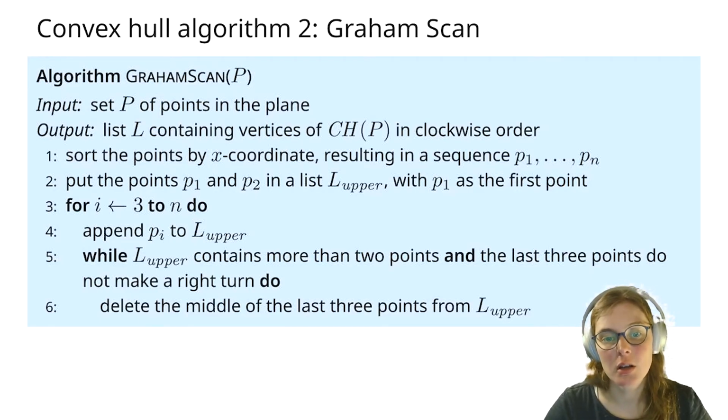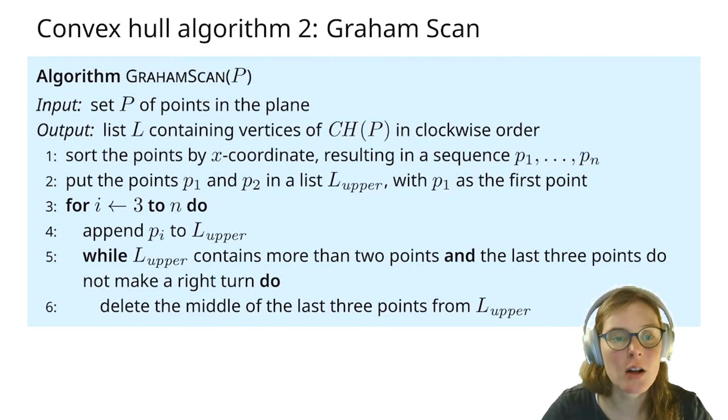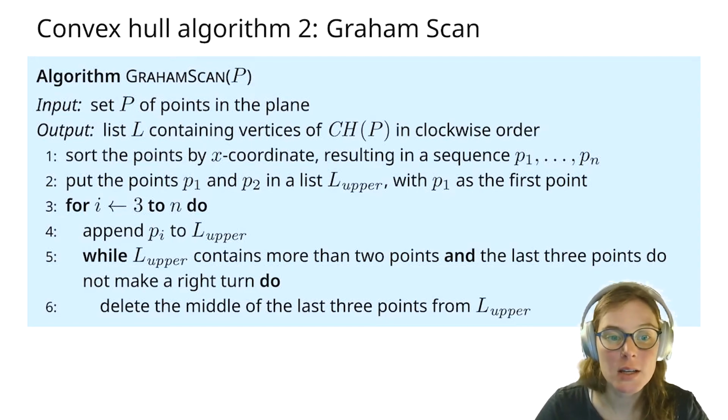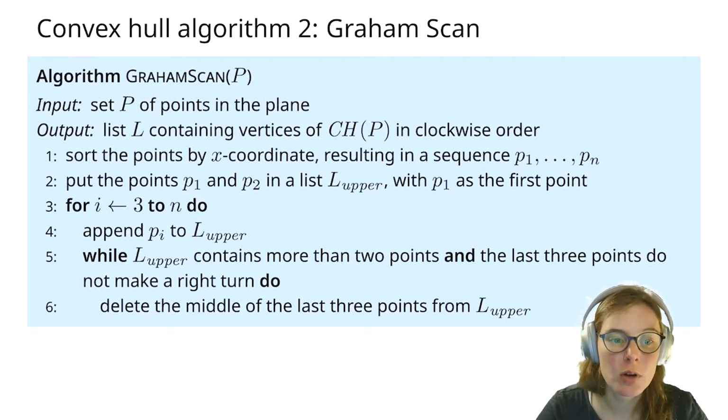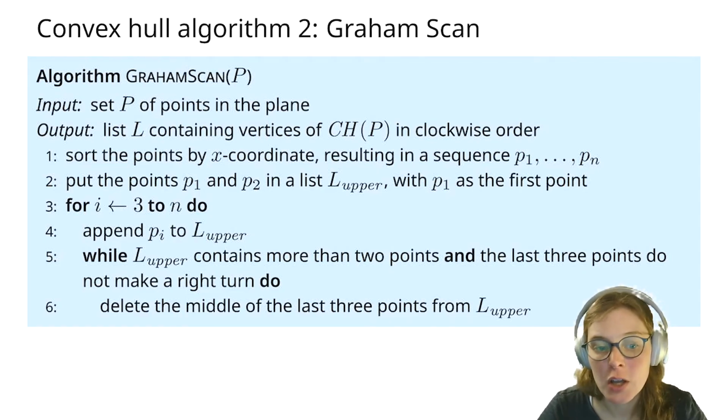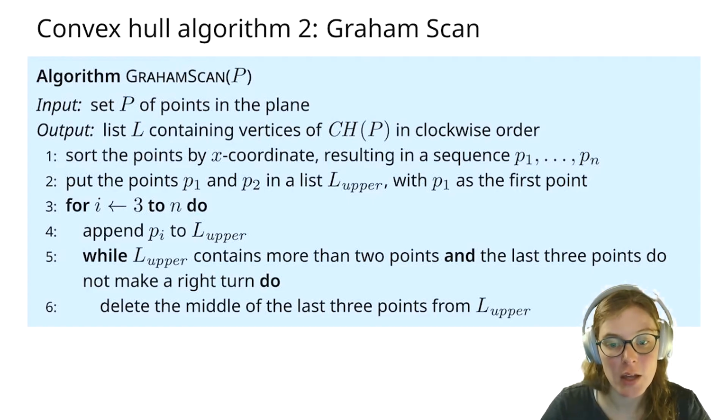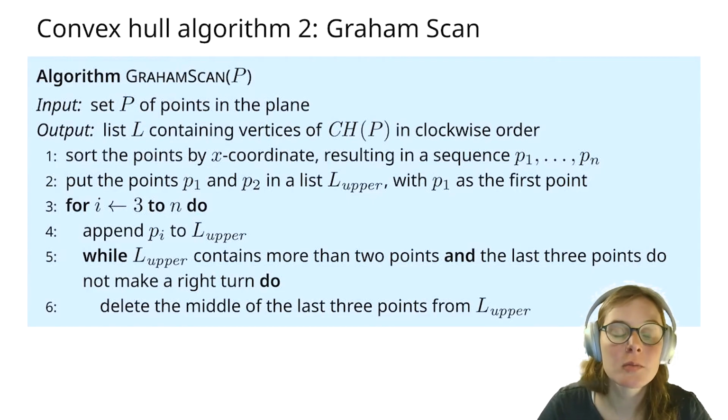So we are going to write down this idea of the algorithm in the following pseudocode. We start in line 1 by sorting all the points by their x coordinate. We're going to put the first 2 points in a list L upper that will maintain the upper hull for the first i points. And then in the for loop, from the third point to the nth point, we will append the point p_i to the list L upper, and while the last 3 points of L upper make a left turn, we are going to remove the second point from the end. At the end, this algorithm will produce a correct upper hull of a set of points.